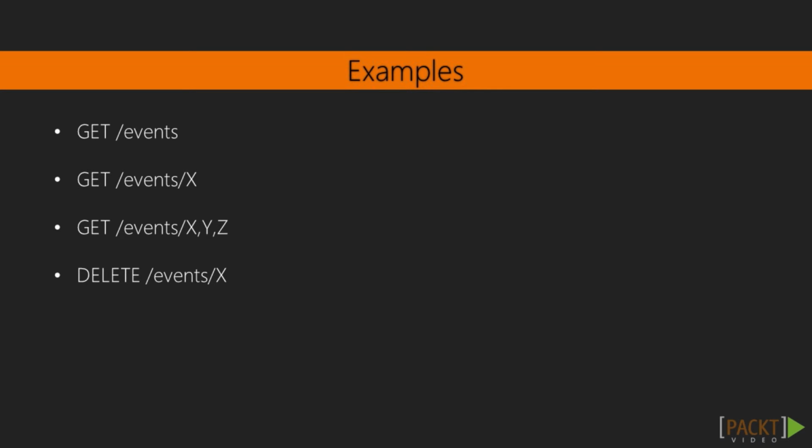GET /events will return a list of events. GET /events/x will return the event with the provided ID. GET /events/x,y,z will return the list of multiple events requested by the consumer. DELETE /events/x will delete an event with the provided ID.